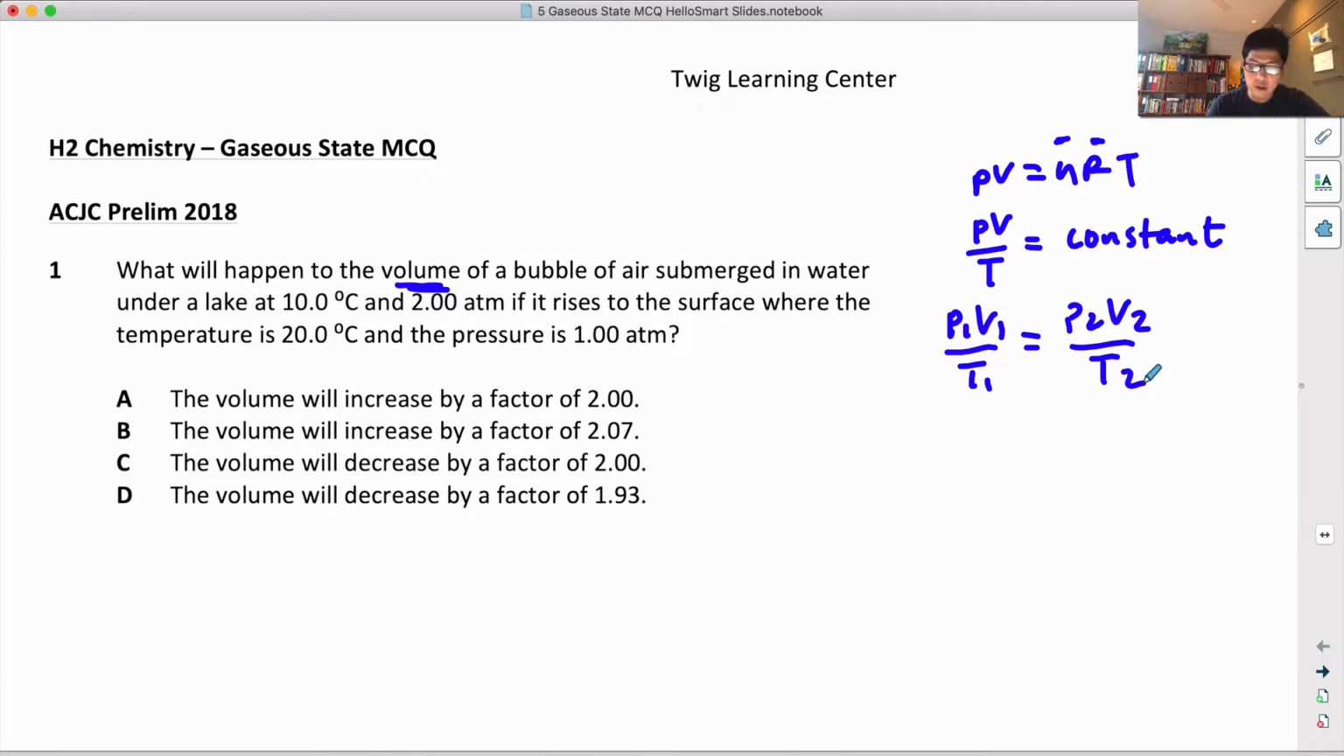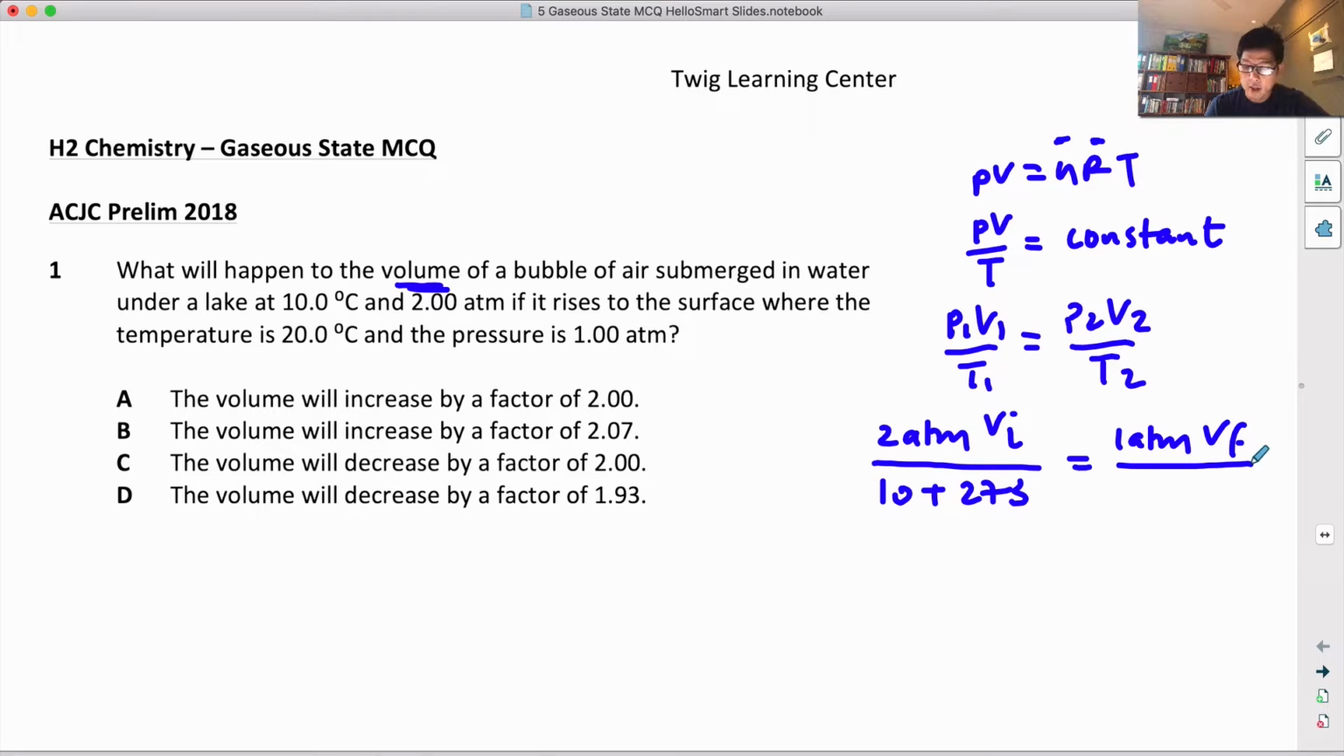The pressure for the first part is 2 atm. The volume, I put VI, the initial volume, when it's submerged in water. The temperature under the lake is 10 plus 273 because I need to change it to Kelvin. Once it rises to the surface, the pressure is 1 atm, and the final volume of the bubble is what we're supposed to find, and the temperature is 20 plus 273.